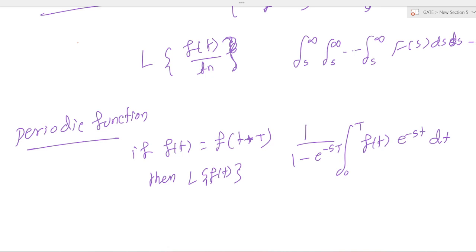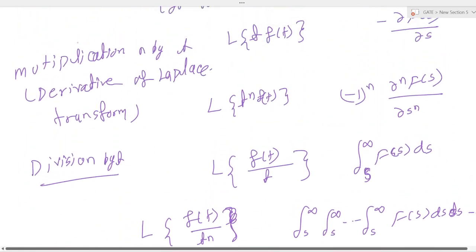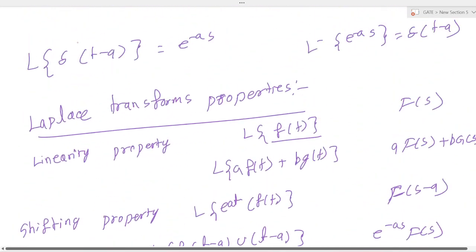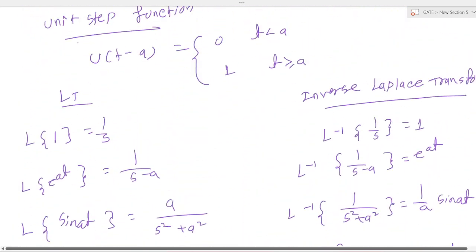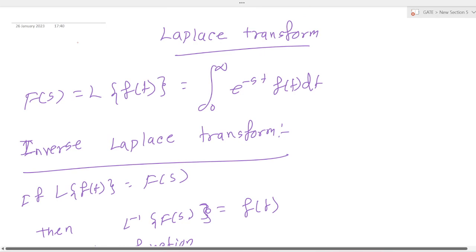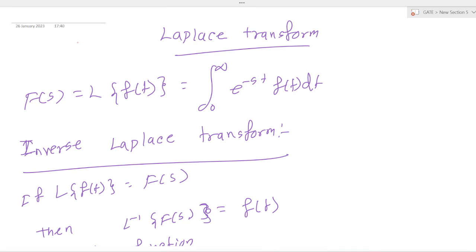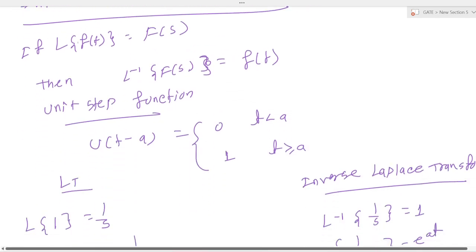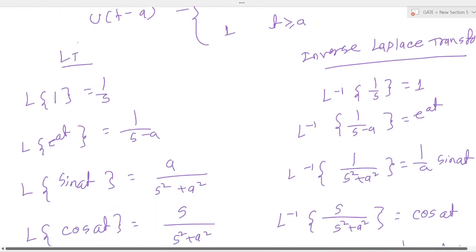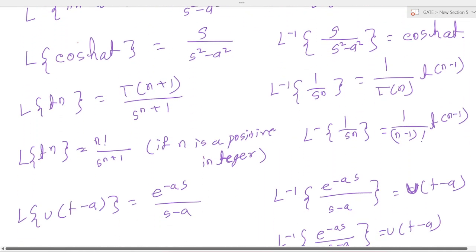All these formulas are very important: Laplace transform properties, Laplace transforms, inverse Laplace transform, and the unit step function. Please note them down, revise every day, and apply them in mathematics questions.